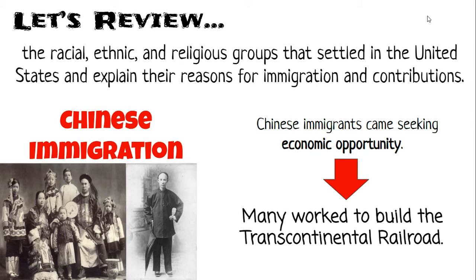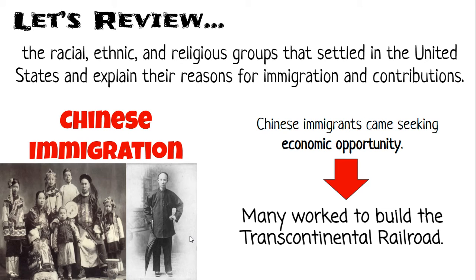All right, and lastly, let's review the racial, ethnic, and religious groups that settled in the U.S. and explain their reasons for immigration and their contributions. Our first group that we looked at were the Chinese. Chinese immigration happens because they're seeking economic opportunity. We mostly have a lot of single male Chinese immigrants that are coming into the United States, and they're going to be working mainly on building the Transcontinental Railroad. That is their major contribution to the U.S.